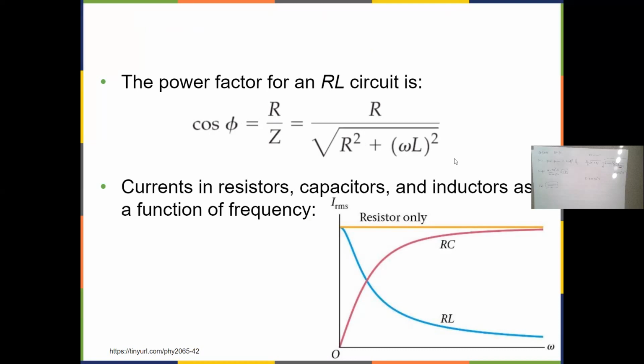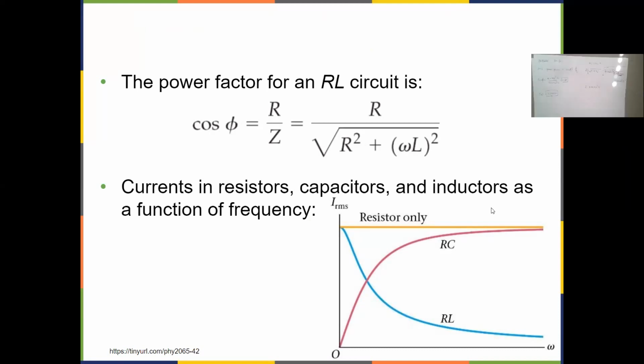And so the currents in resistor, capacitor, and inductors are as a function of frequency. Okay, you can see. For a resistor, if the circuit only has a resistor, then it's going to be just a constant, right? It's just equal to V divided by R. They are in phase, and this will be constant.